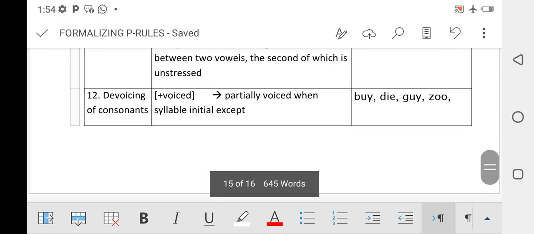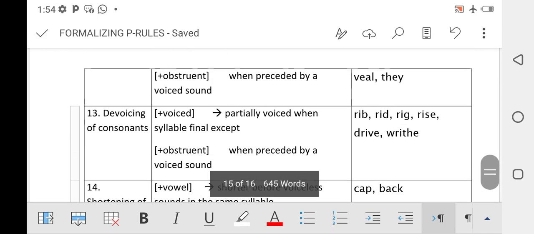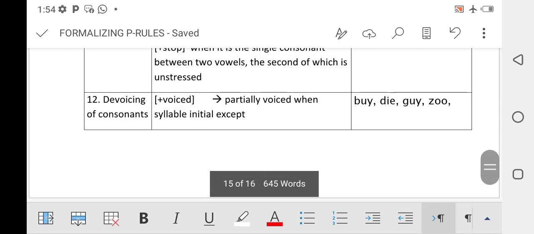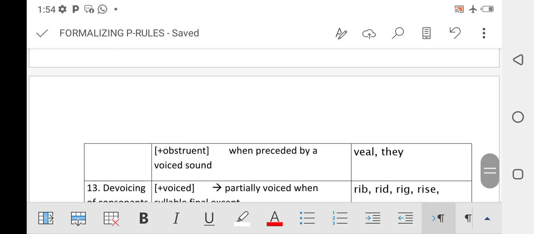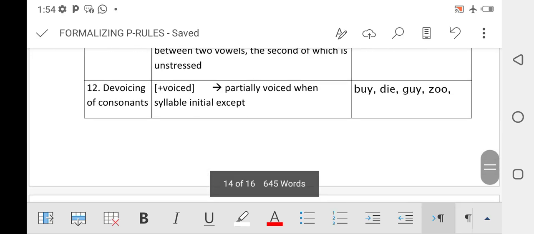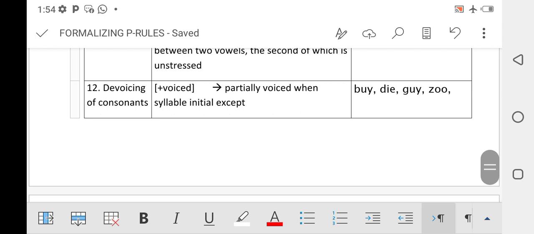Now we have the voicing of consonants. The first here, you have voiced obstruent. Obstruents are the group that usually go with obstruction. So we have plosives, fricatives, affricates. They are obstruents because they have some measure of obstruction in their production. Okay, remember that the opposite of obstruent is sonorant. So if something is plus obstruent, definitely it is minus sonorant.